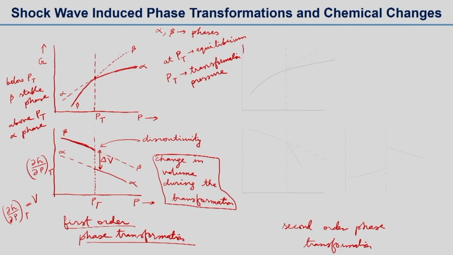So we will draw a similar curve. P on the x axis, capital G on the y axis. Here we have a little difference in the phases. We are writing the alpha phase, and let us say we extend that alpha line up to here. Then let us say our stable phase on the right hand side of our transformation pressure PT is alpha prime.